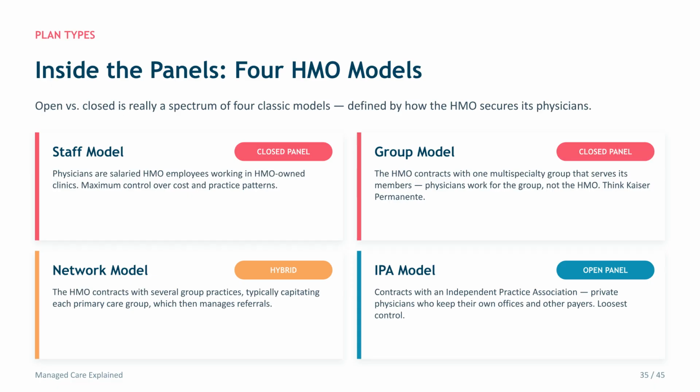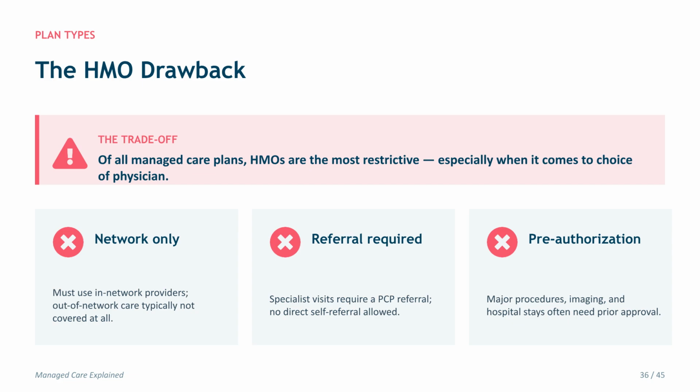Beyond open and closed panels, there are four classic HMO models: the staff and group models, which are closed panel, and the network and IPA models, which represent hybrid or open panel approaches, respectively. However, HMOs have a primary drawback: they are the most restrictive plan type. To control costs, they often require a primary care gatekeeper, pre-authorization for procedures, and strict adherence to their provider network.